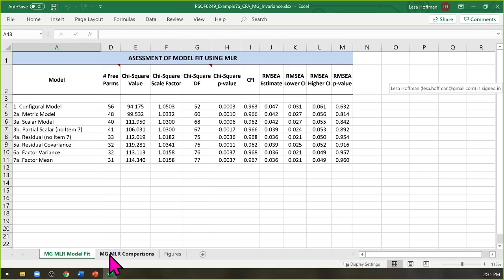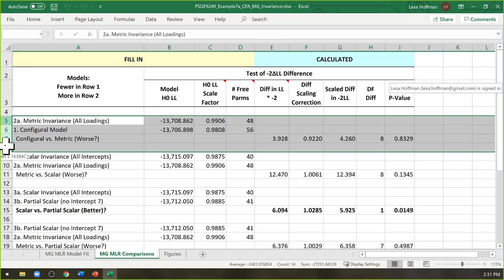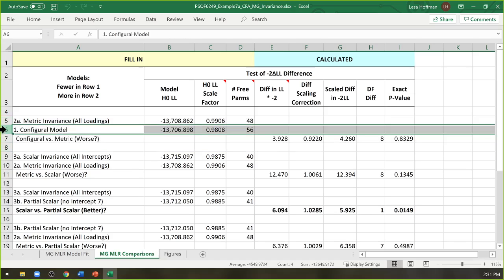Here's my comparisons, second tab. So here's where I found out whether or not I should constrain the loadings to be the same. Note the order here. The second model in my comparison is the bigger one. The configural model is the biggest one you're going to have.